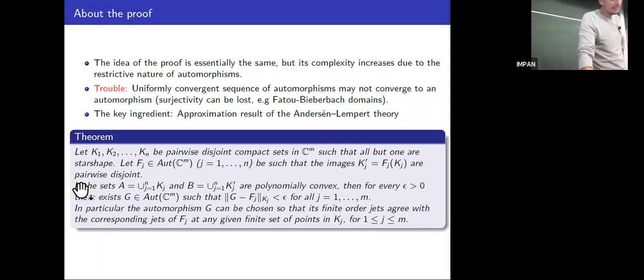And the last condition, which is not that trivial to verify, is that the union of these sets K and their images are polynomially convex. This is something that you have to be really careful about. That's the harder part, I would say. Then for every epsilon, there exists an automorphism G which does exactly what you want on the prescribed compact sets and at finitely many points.